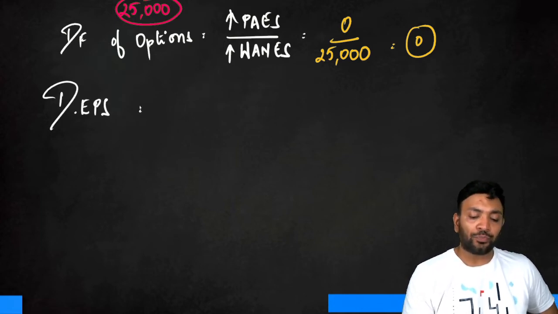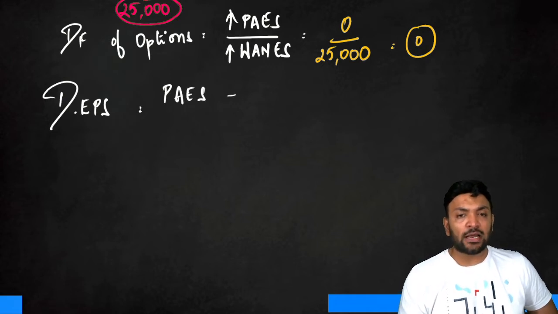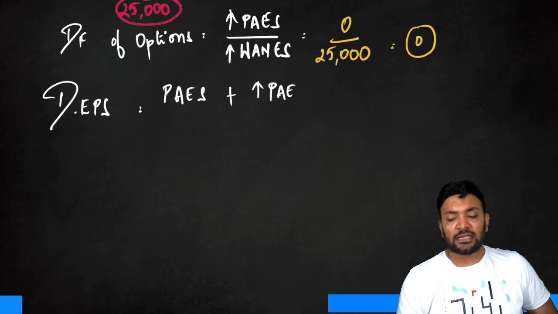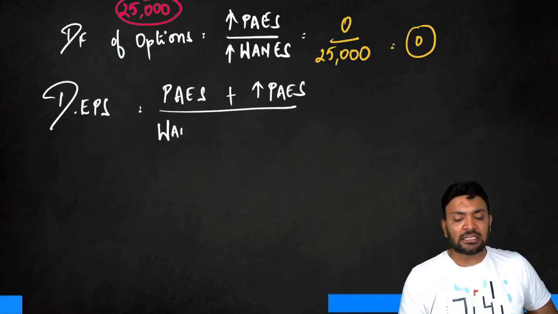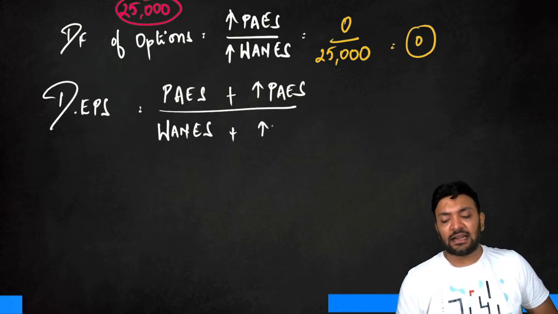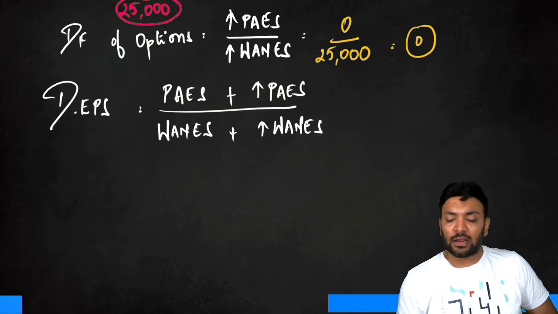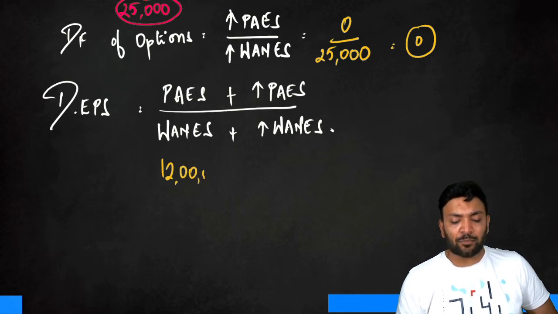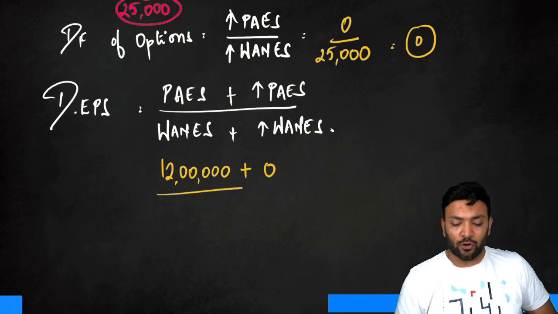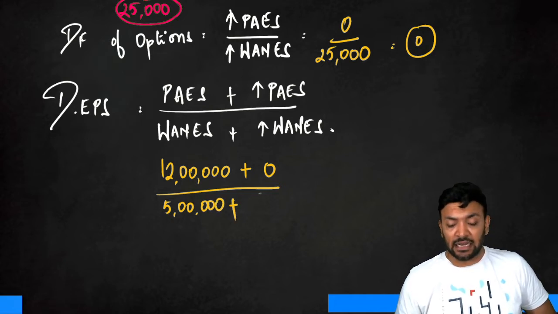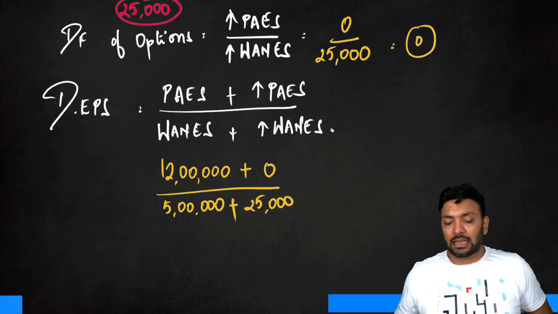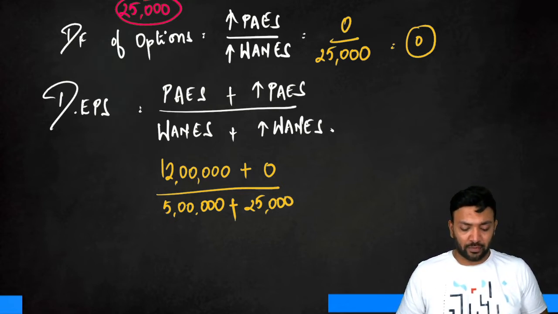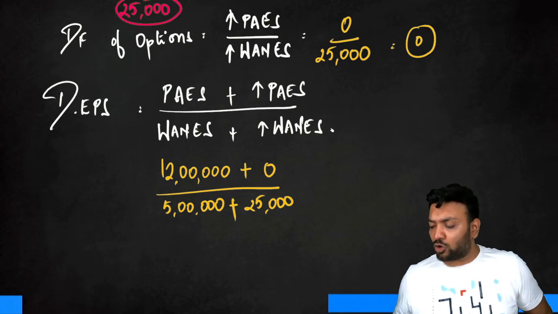The diluted EPS formula is equal to profits available to equity shareholders plus increase in profits available to equity shareholders, divided by weighted average number of equity shares plus increase in weighted average number of equity shares. Use this formula and calculate the diluted EPS. How much is your profits available to equity shareholders? 12 lakhs. What is the increase in profits available to equity shareholders due to options? 0. What is the weighted average number of shares? Actually 5 lakhs. Increase due to options exercised at nil consideration is 25,000. Calculate 12 lakhs divided by 5.25 lakhs. 12 divided by 5.25 is 2.286.